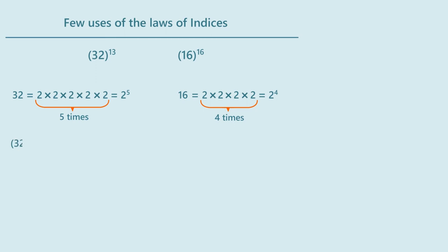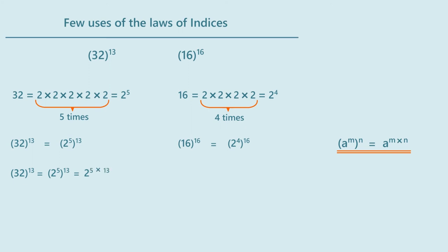So, we can write 32^13 is equal to (2^5)^13 and 16^16 as (2^4)^16. Now, using the rule (a^m)^n is equal to a^(m into n), we get 32^13 is equal to (2^5)^13, which is 2^(5 into 13) or 2^65. And similarly, 16^16 is equal to (2^4)^16, which is 2^(4 into 16), which is 2^64.